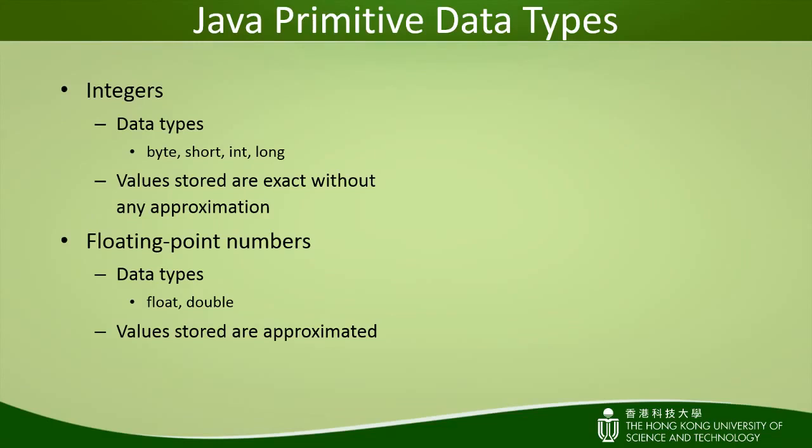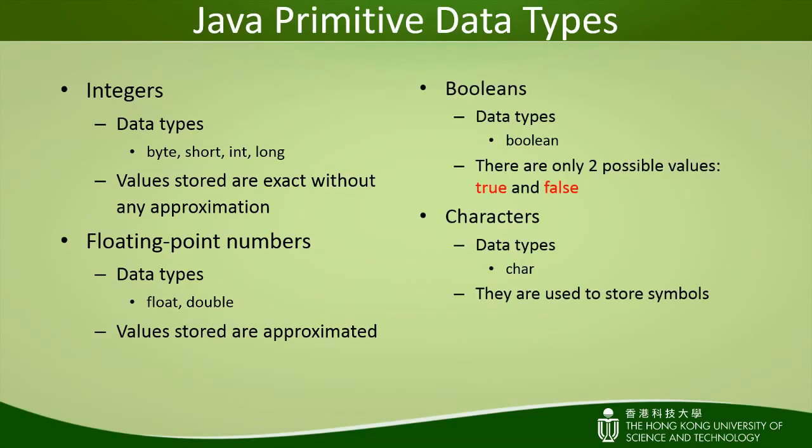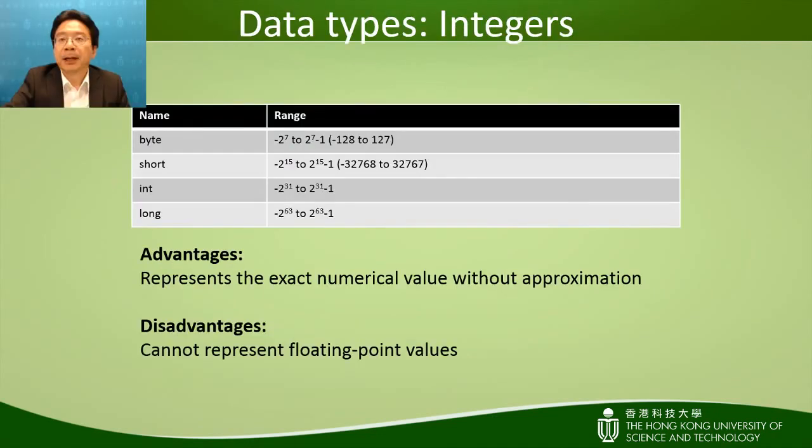Values stored in float and double types are only approximated. There is also char type for characters represented by 16-bit Unicode standard. Boolean is a data type that can take on only 2 possible values, true and false. We'll first focus on integer and floating point types, and we'll come back to char and Boolean types later in the course. Among the 4 integer types, bytes are 8-bit signed integer with value ranging from -128 to 127.